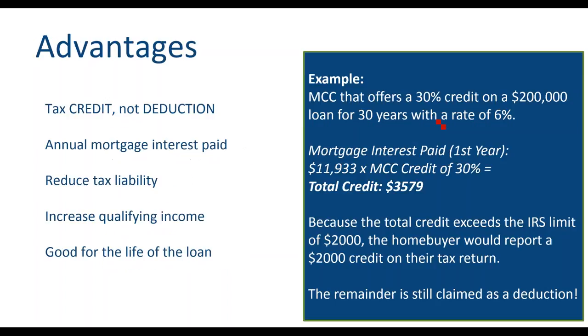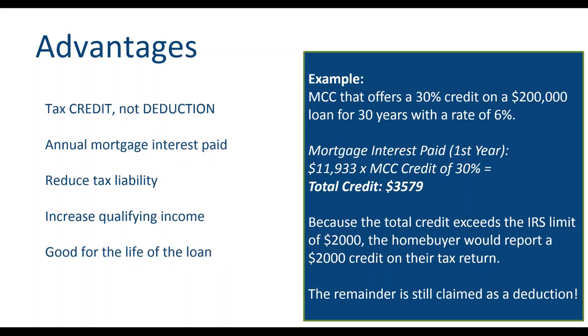So those are some basic features. Now there's an example on the right. I am not going to talk through that, but feel free to read it if you want a mathematical exercise that will pain you. But suffice it to say, this is a tax credit, not a deduction. You can get it every year. It reduces the tax liability of that buyer every year for the life of that loan. It can increase their qualifying income in some cases, and it's based on annual mortgage interest paid.